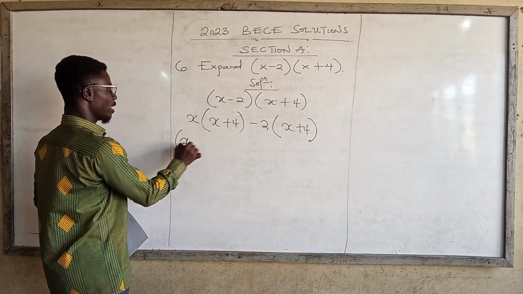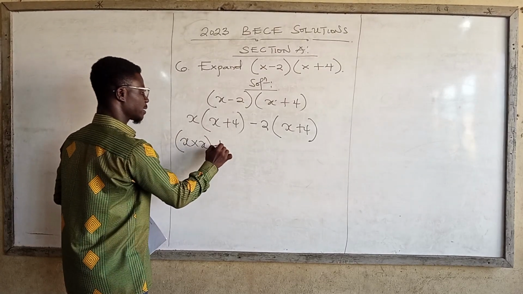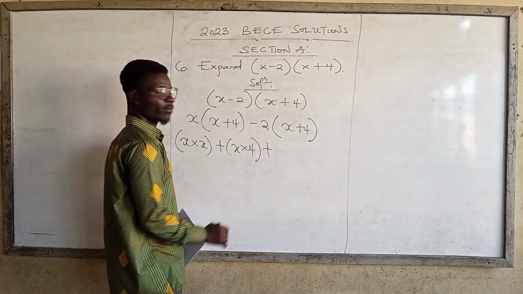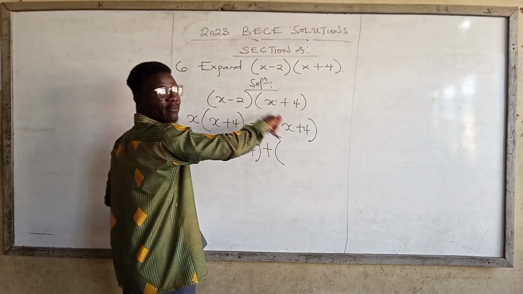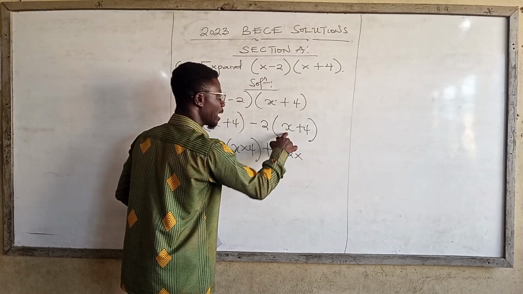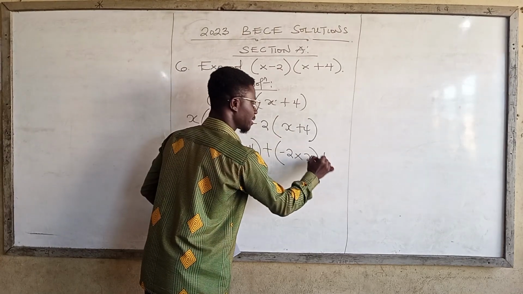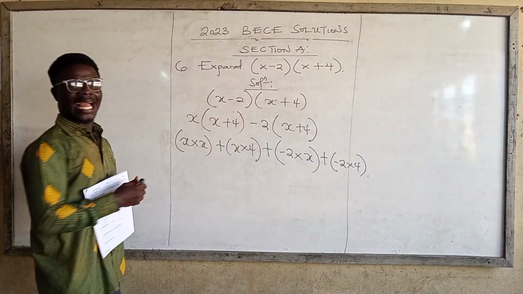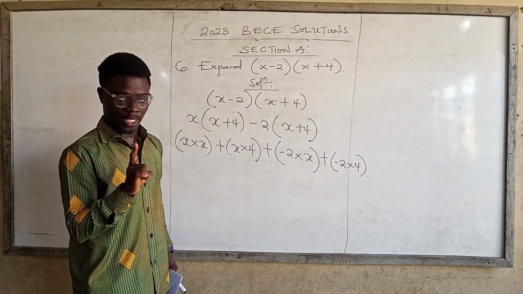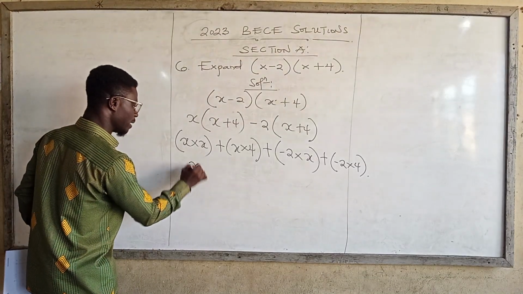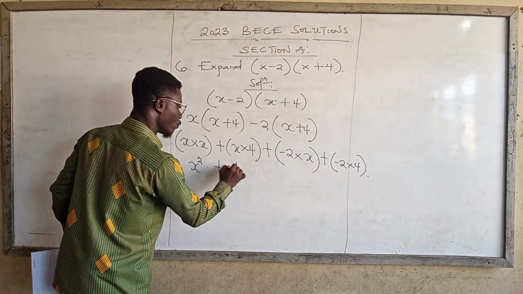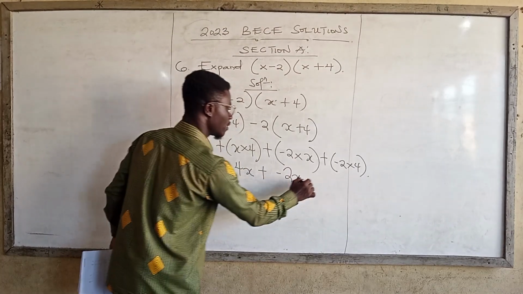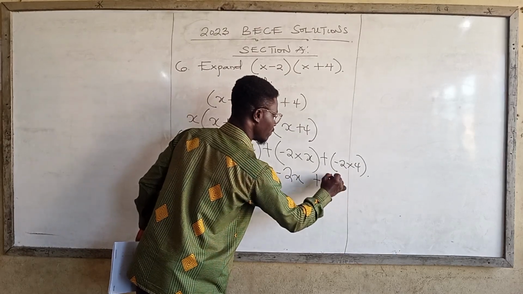So I have x times x plus x times 4. Now when you see negative, draw positive. Then you take the whole of the number, which is negative 2, to multiply with x, then plus the whole of negative 2 to multiply 4. When you do it like this, you will never be confused. So x times x, we obtain x squared, plus x times 4, we obtain 4x, plus negative 2 times x, we get negative 2x, plus negative 2 times 4, we have negative 8.